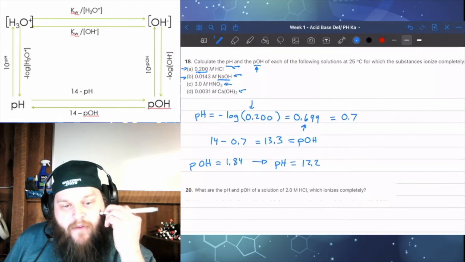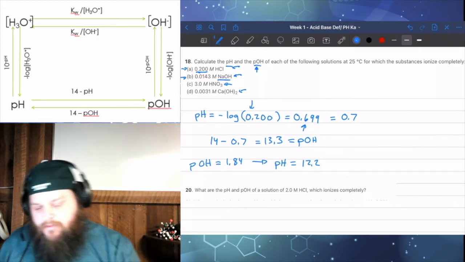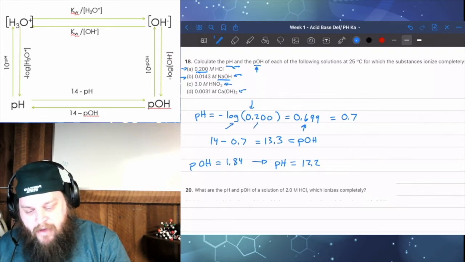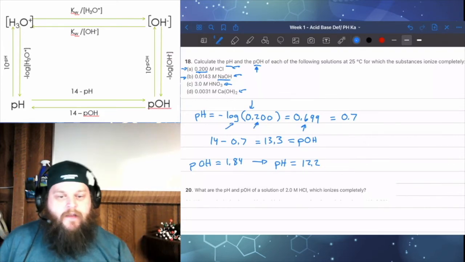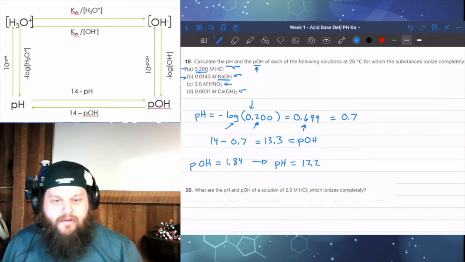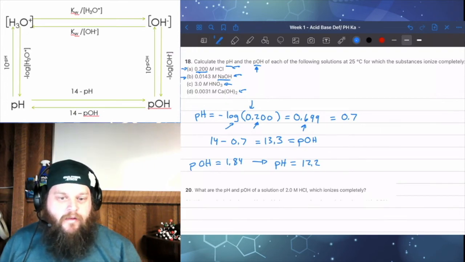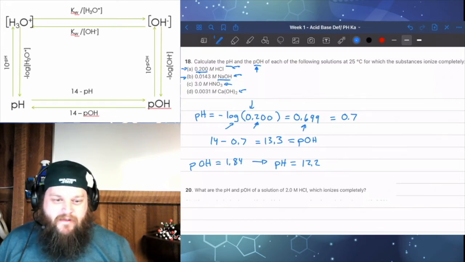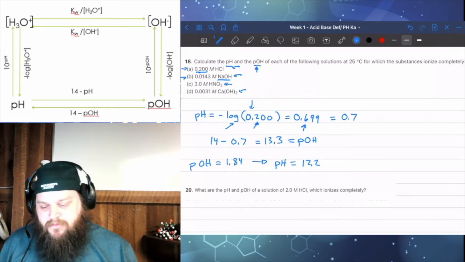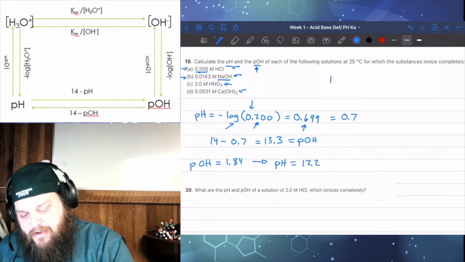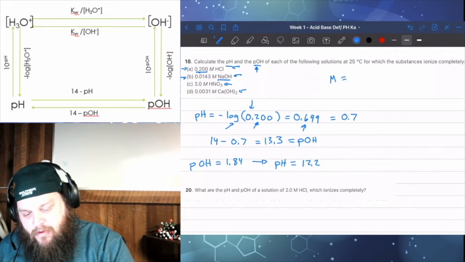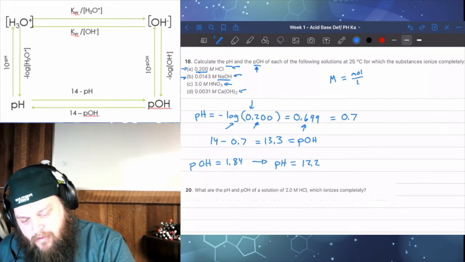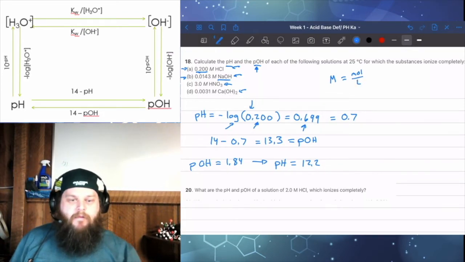pH does not have units to it. Because it comes out of the logarithm, usually everything that goes into a logarithm doesn't have units, and therefore everything that comes out of it doesn't as well. So it's just a number on a scale, essentially. Kind of makes its own units in that way. Where molarity, or concentration, is going to equal moles per liter, right? That should be an L. Great.